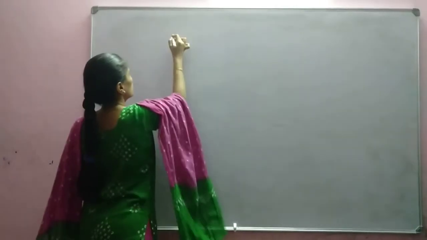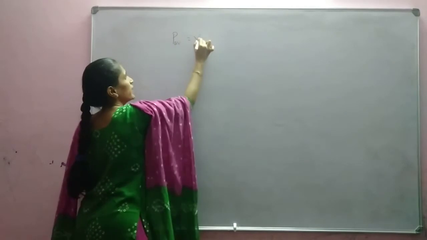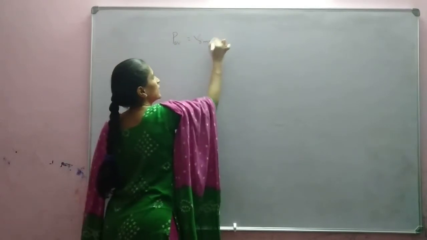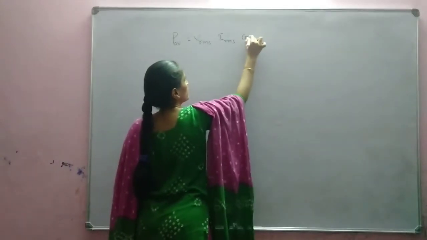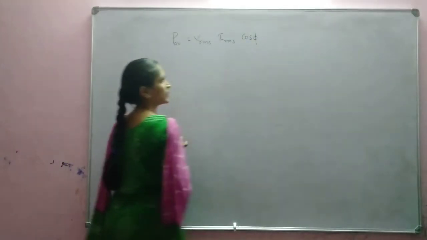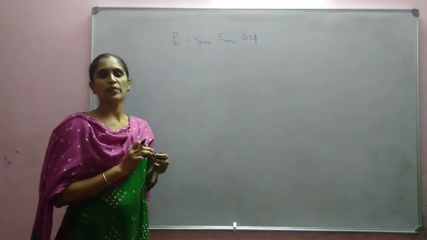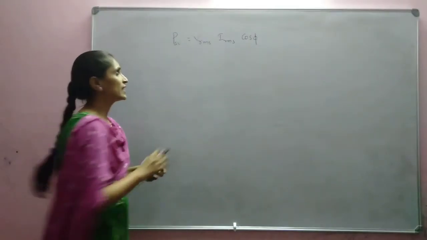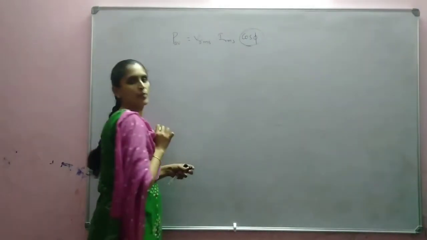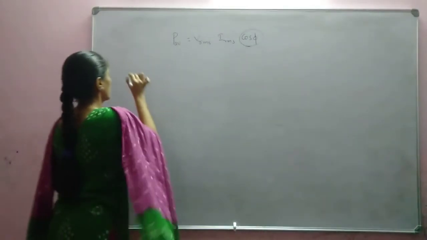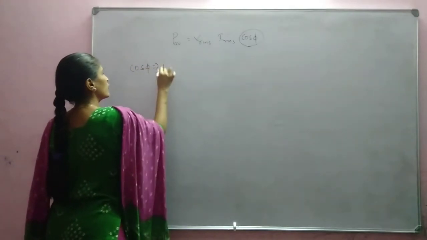Okay. So we have the expression of average power, that is given by Vrms into Irms into cos phi. Vrms into Irms into cos phi, and here this term, cos phi, is known as power factor.